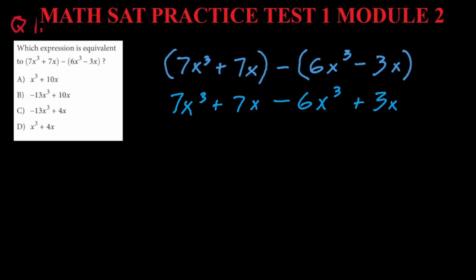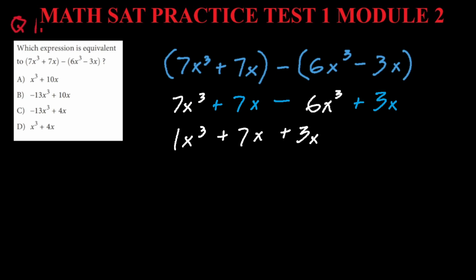Then we combine the 7x to the third and -6x to the third. And finally, we combine the 7x and 3x. And then we see that 1x to the third plus 10x is choice A.